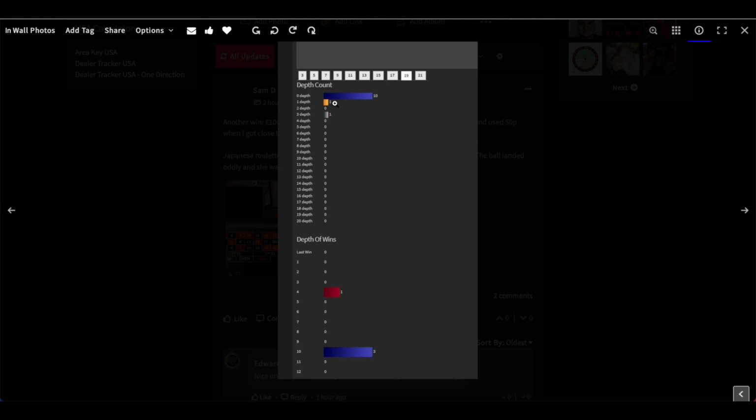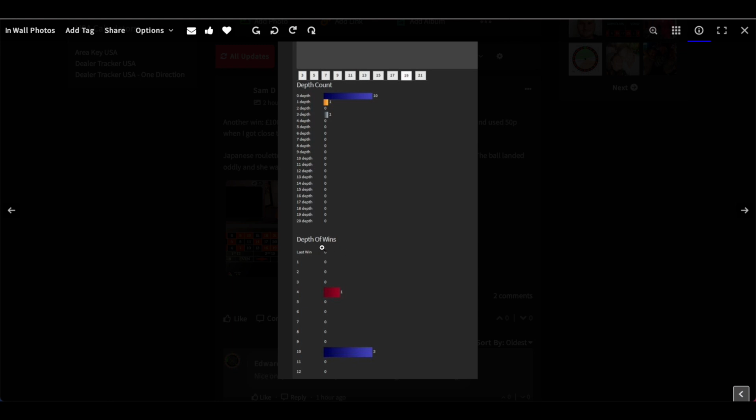Then it went to a depth of 1, which basically means it missed the highlighted once, and then landed on the highlighted. That only happened once. And then you can see here a depth of 3, so that means it missed the highlighted 3 times before it landed on the highlighted section.